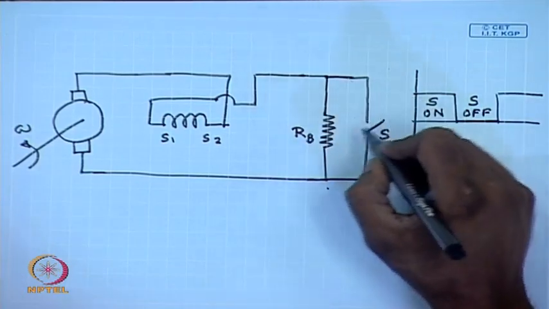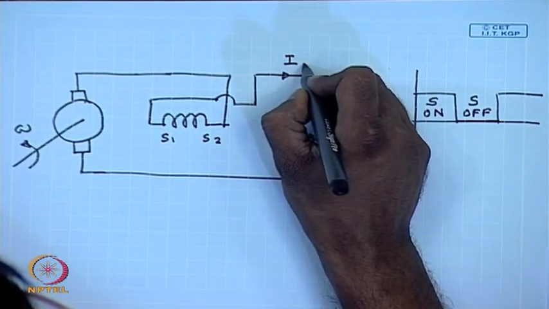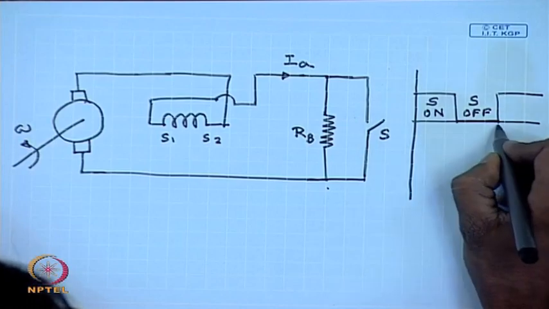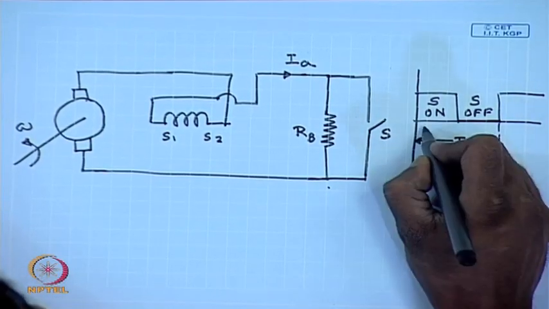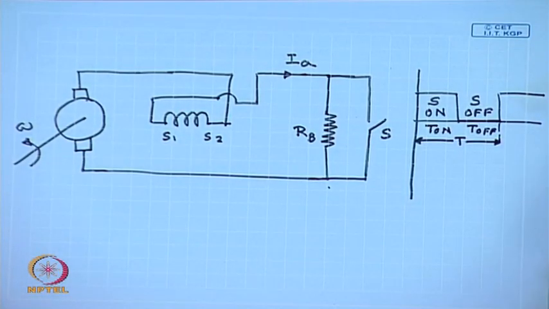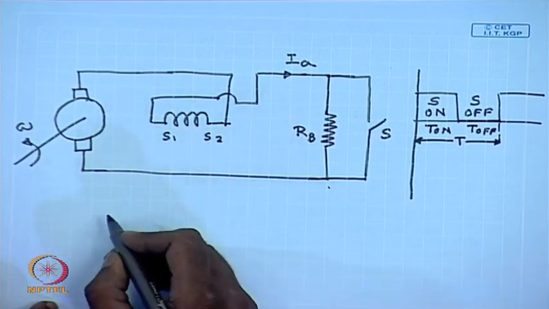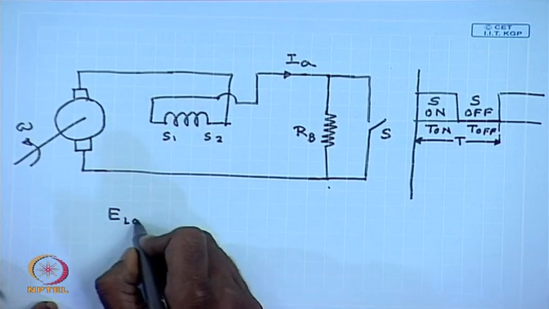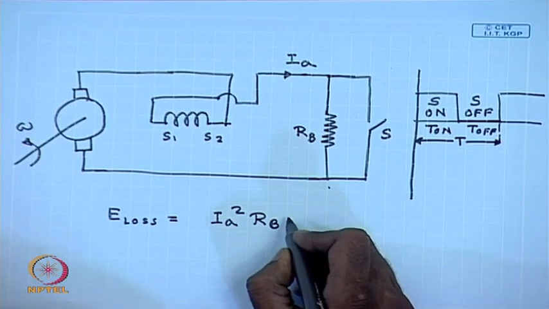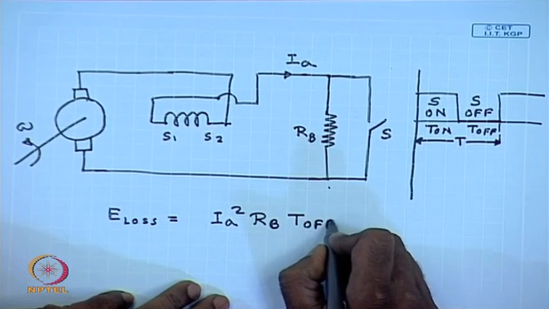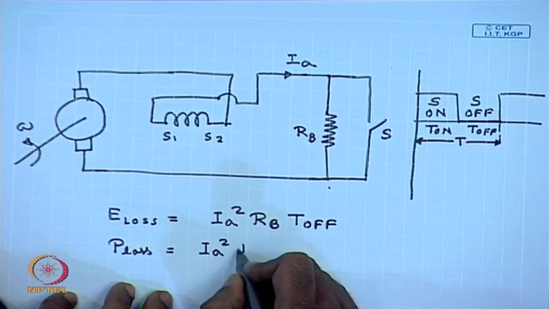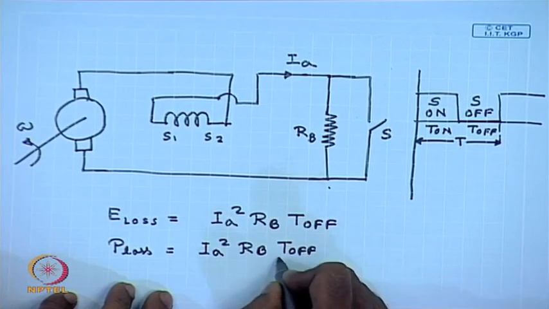Now, there will be power loss. This is the armature current I_A, there will be power loss in R_B only when the switch S is off. So, what is the total energy loss? This is the time period T, this is the period of T_on and T_off. So, the energy loss over one cycle in R_B equals I_A squared R_B into T_off. So, average power loss equals I_A squared R_B into T_off by T.